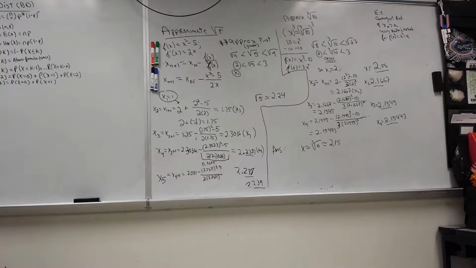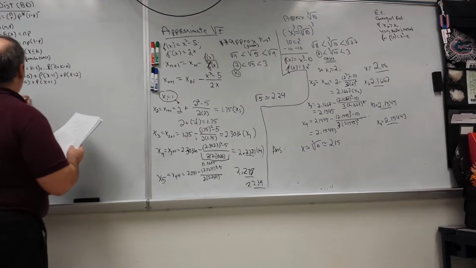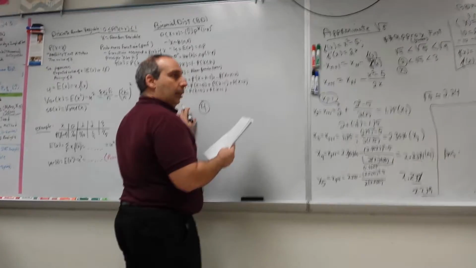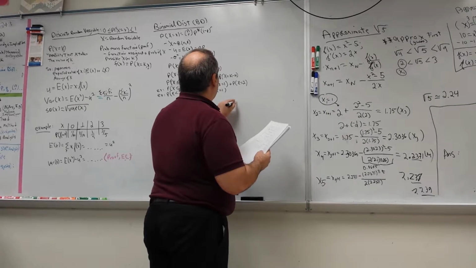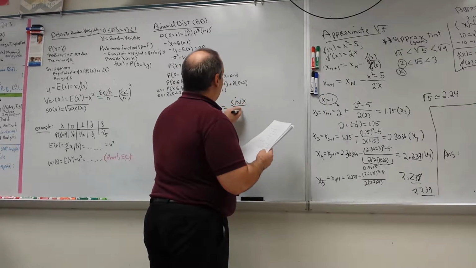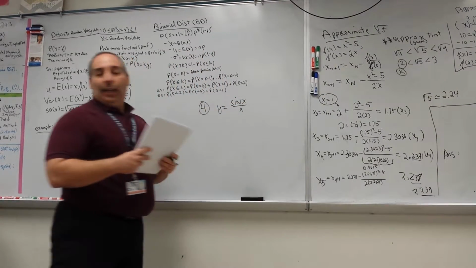What are they going to ask? And of course, I'm going to do the stuff for the midterm, one or two of them. Okay. But all right. So this is number 4. Whatever the number. And then you're given y is equal to sine x over x. And what do they want, ladies and gentlemen?